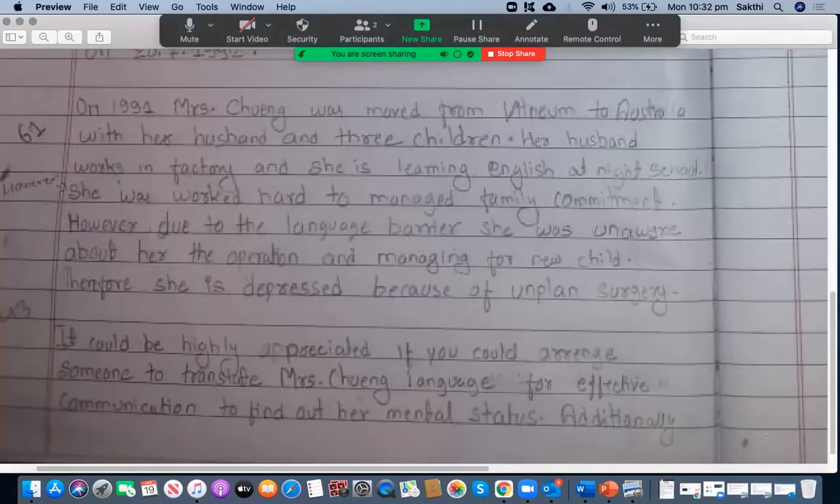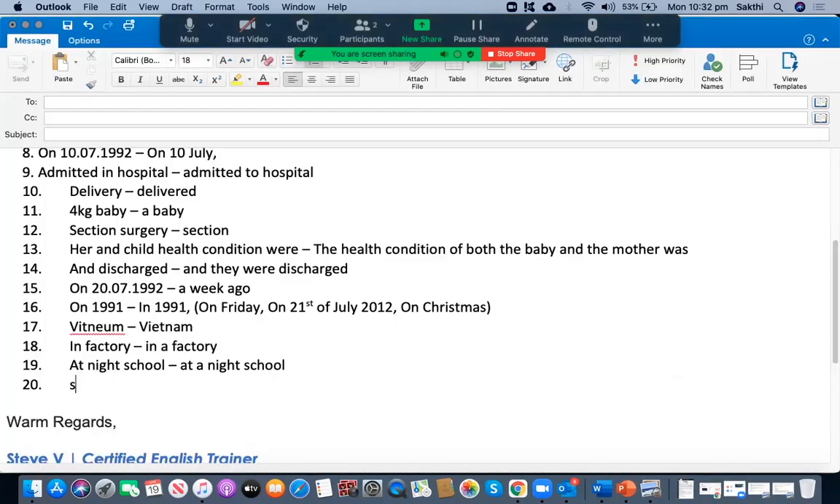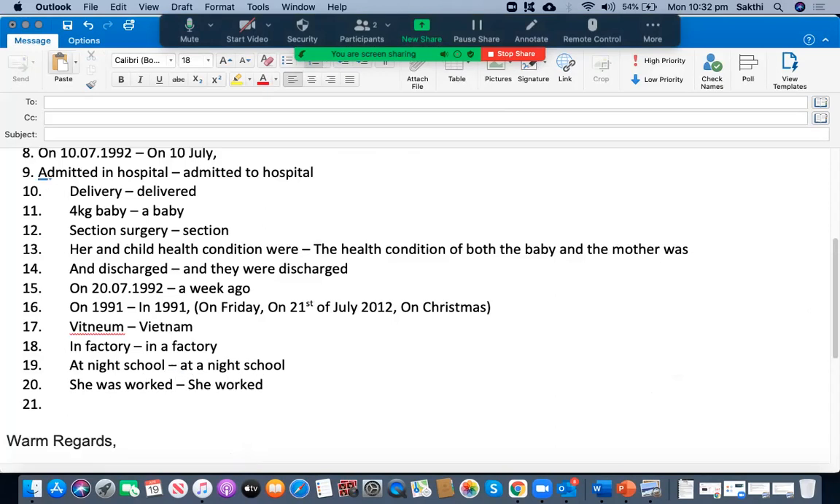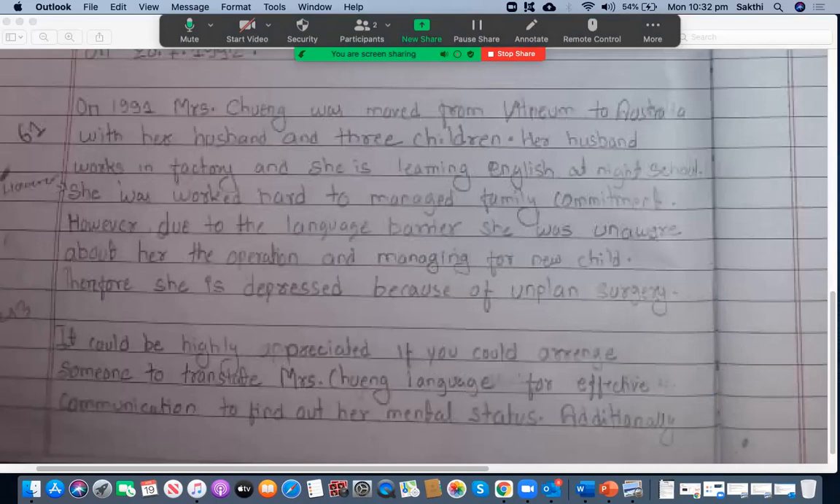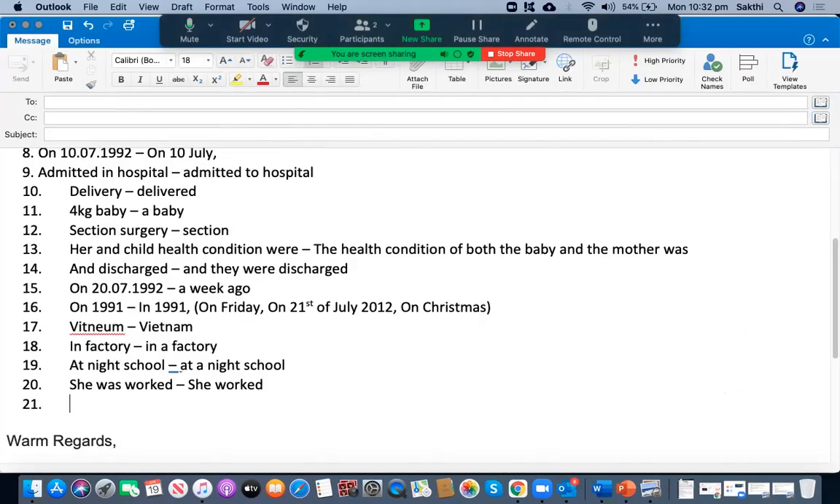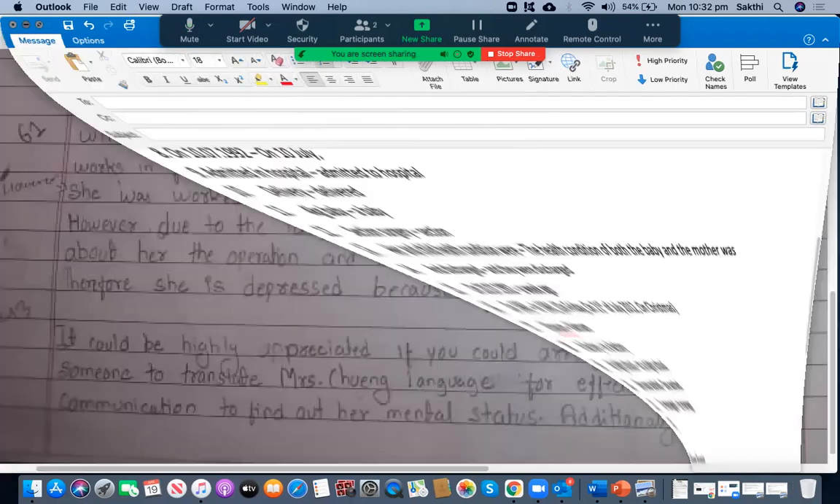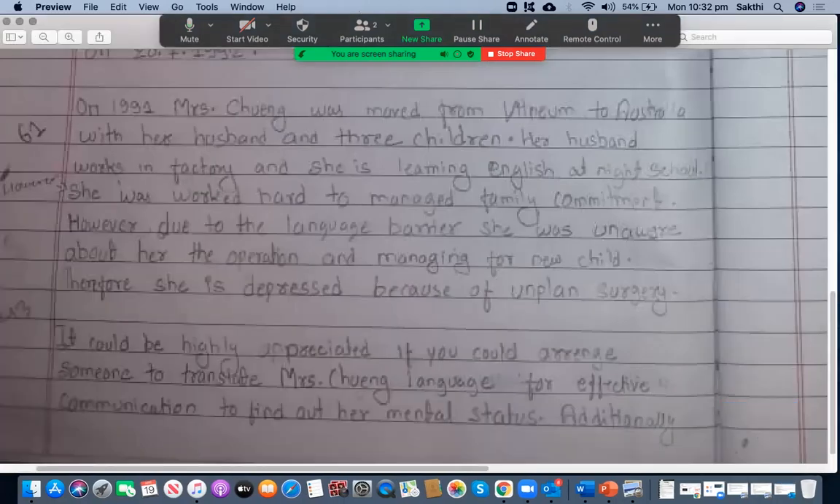All right. She was worked hard. No. She worked hard. You don't need to use "she was worked hard." She worked hard to manage family commitment. Okay, that's good.